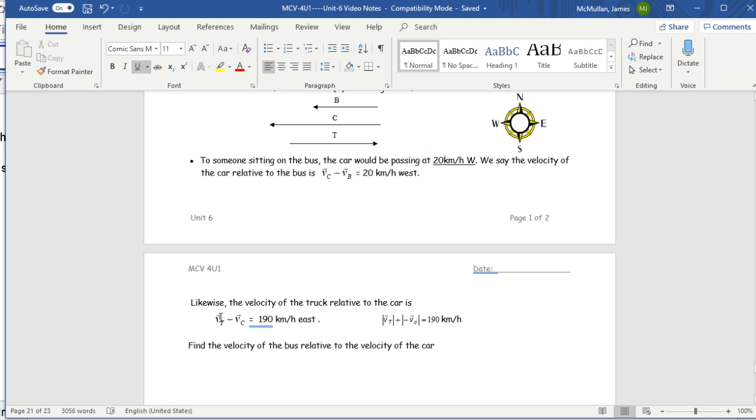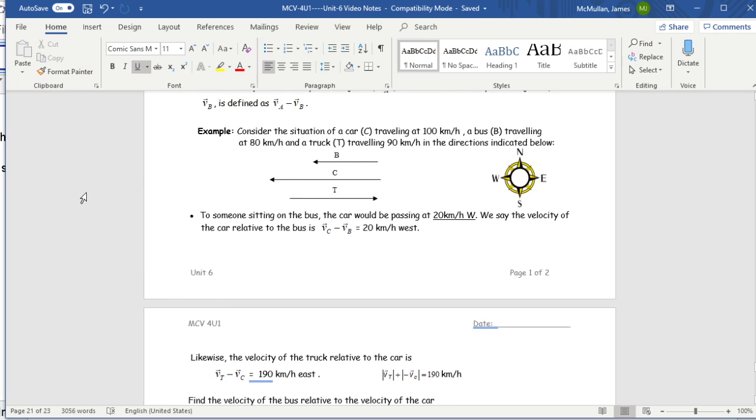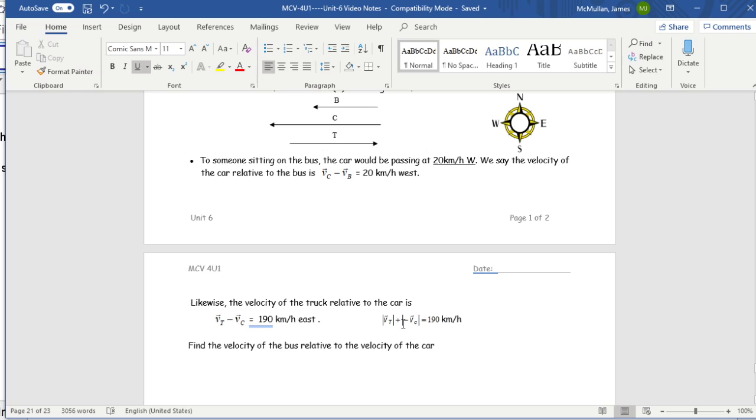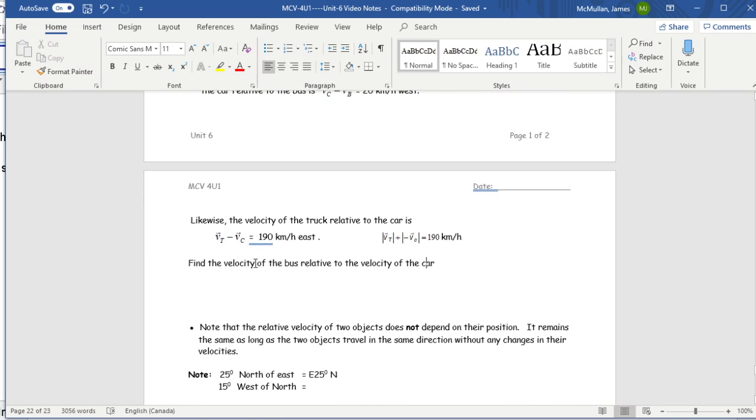Okay, the velocity of the truck relative to the car. So if you're in the car, you're going 100. The truck's coming at you at 90. The truck appears to be traveling at 190 kilometers an hour, right? If you were standing still and the truck was coming at 190, it would look the same as if you were in the car going 100 and the truck was coming at you at 90. Okay? Find the velocity of the bus relative to the velocity of the car.